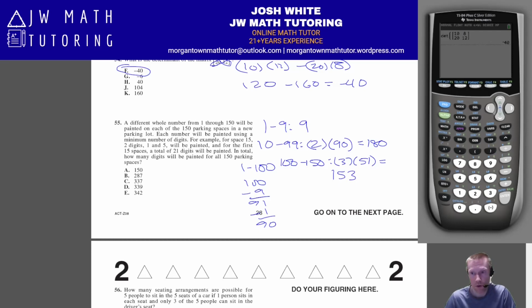And now we just add 153 plus 180 plus 9, and the total is going to come out to 342. Therefore, the total number of digits that are going to be painted is 342 digits.